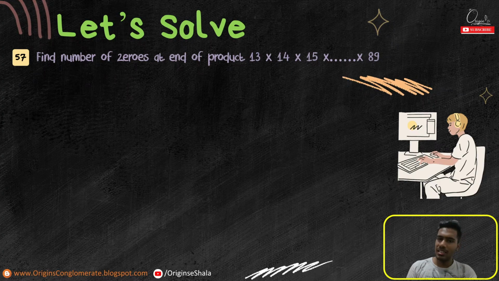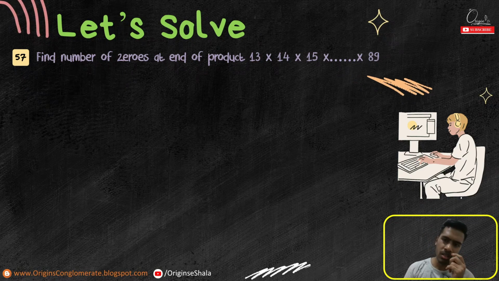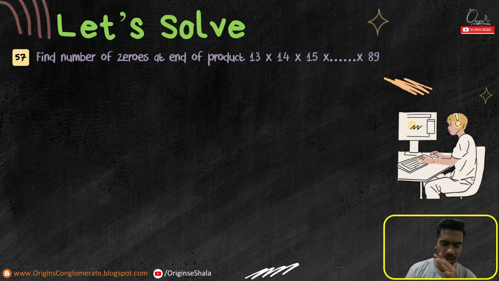So I have a series from 13, 14, 15, all the way till 89. It's a product of all these numbers. Now it's a bit different from your factorial or product type questions. And obviously, even if you are given a calculator in this case, it will be quite difficult to multiply all the numbers till 89, right? So let's approach it smartly.